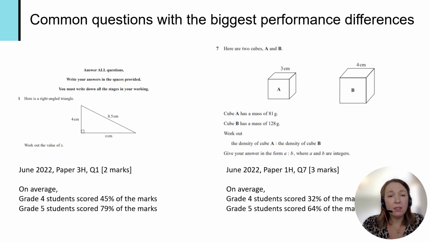So just want to take a look firstly at the common questions that had the biggest performance differences between grade 4 and grade 5. You can see on the left hand side here, a really straightforward question. It was the first question on the 2022 paper 3. Straightforward Pythagoras question, but they're just not told to use Pythagoras. And this is where we see grade 5 students being much better placed to succeed than their grade 4 counterparts. On the right hand side, we've got an example of the type of compound units question where we see a big performance difference, involving density. And you'll recall there was a really similar question in the recent exams involving the density of salt, and we saw a similar performance difference between grade 4 and 5 on that.